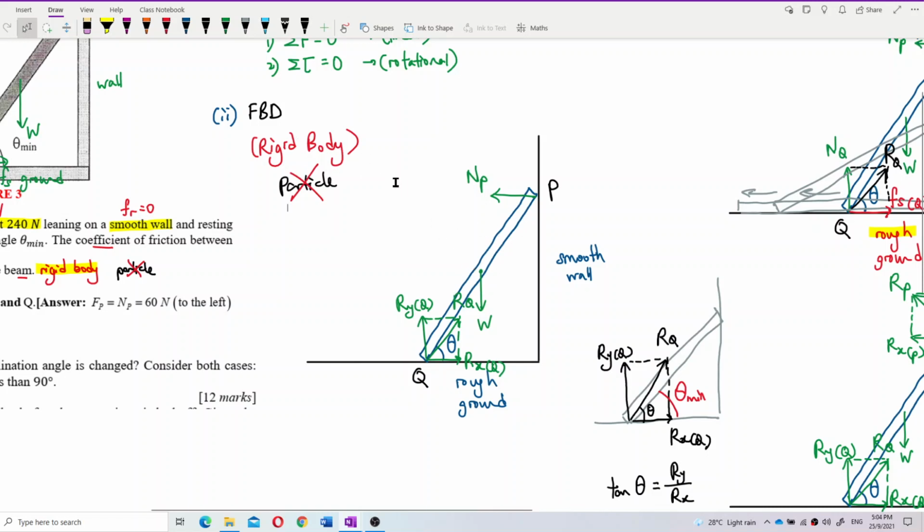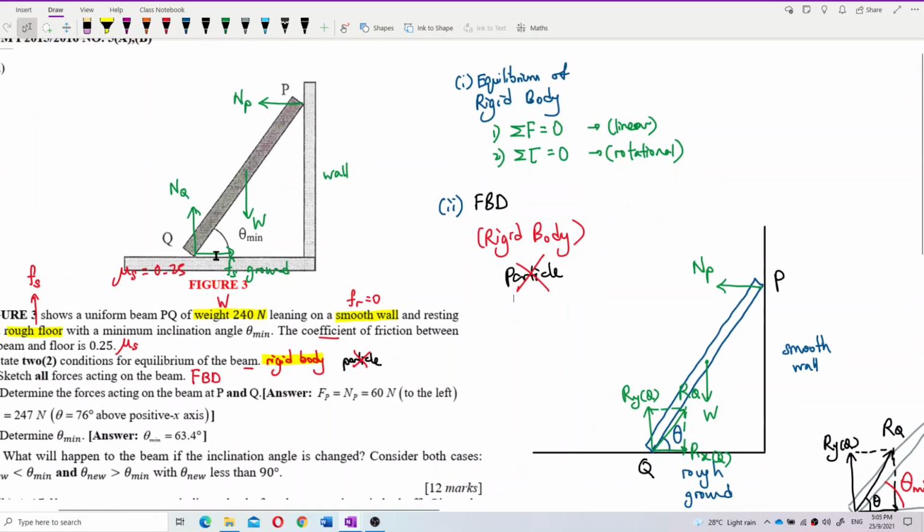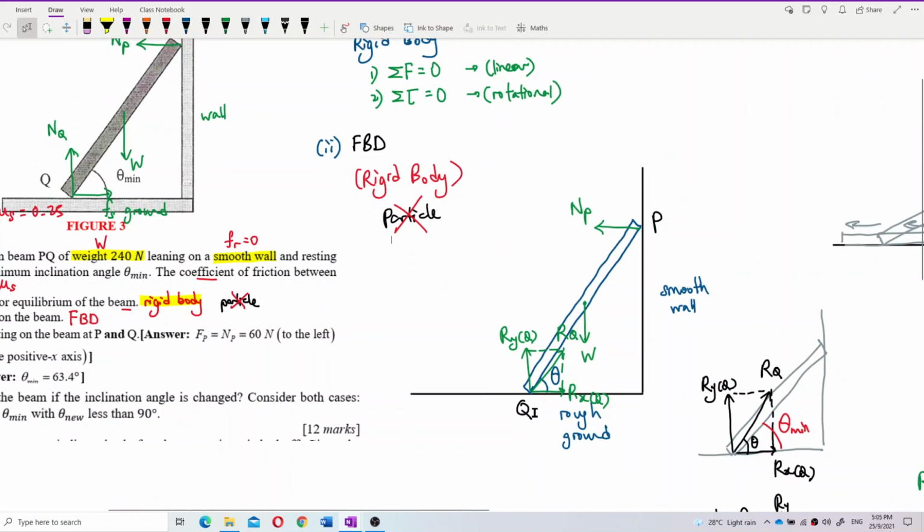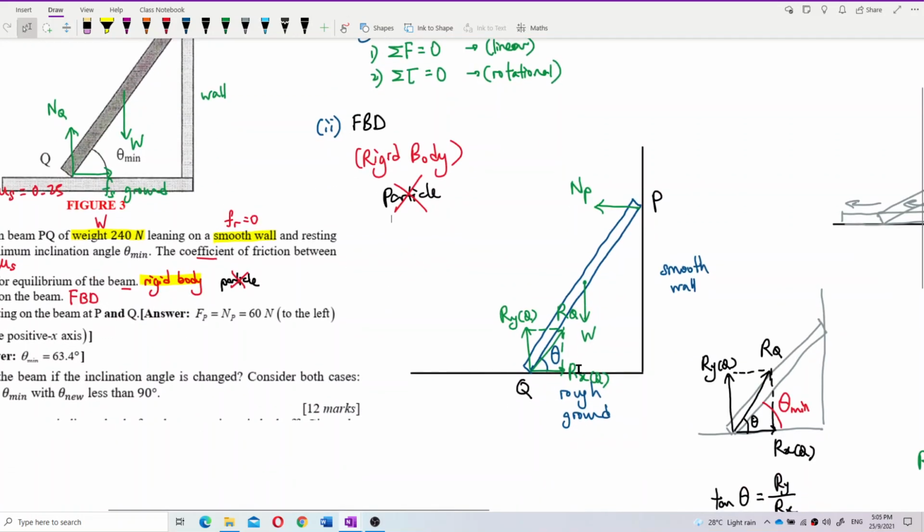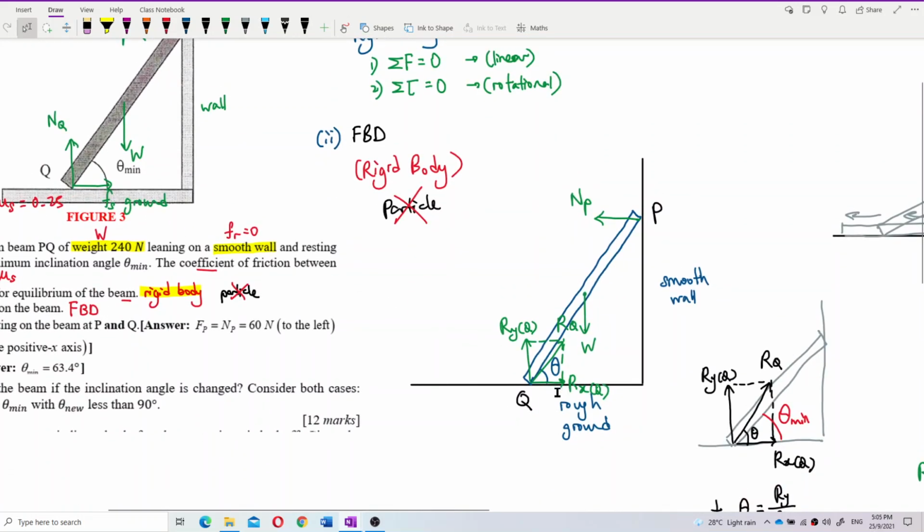So for a rigid body, you need to draw the whole body, not just a particle, and you need to draw the forces at different points. For this one you can either put Rx, Ry, or you can put friction and normal force. Either way is fine, they are the same. This friction is the same as Rx, and this normal force is the same as Ry for Q. In the end we have Rq, which is the combination of friction and normal force.